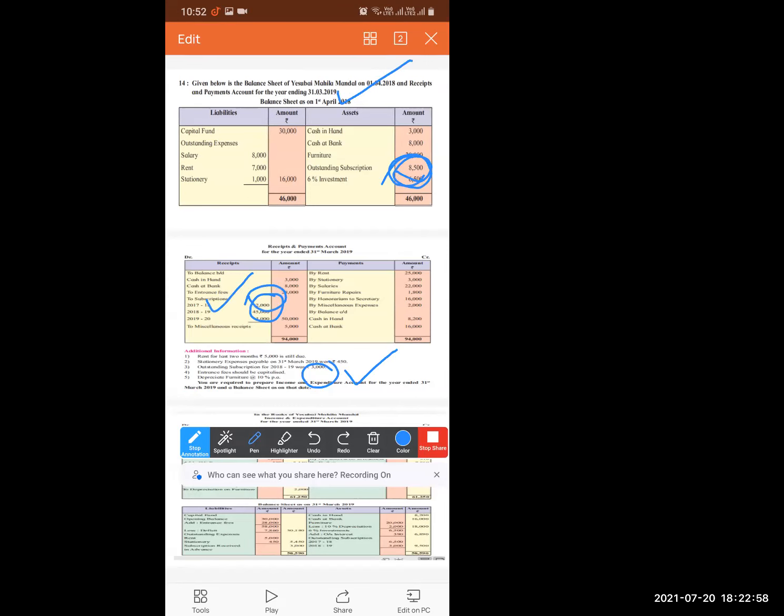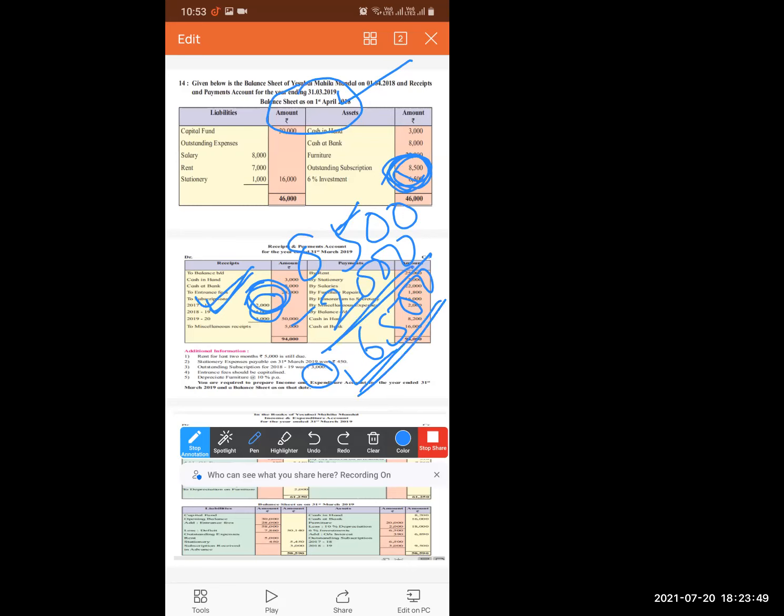We did this in the last sum also. So what you have to do is 8,500 minus which amount? The 2017-18 amount. You have to minus it. So what amount will you get? That is 6,500. Where is this amount from? This one. And this amount is of 2017 and 18, which is included in it. We have to minus that. Because as per this, on 1st April 2018, the outstanding subscription is 8,500. But this 2017 has that amount, which is included in this 8,500. We have to minus that 2,000, and the answer is 6,500. This is our outstanding subscription. I hope till here it is clear.